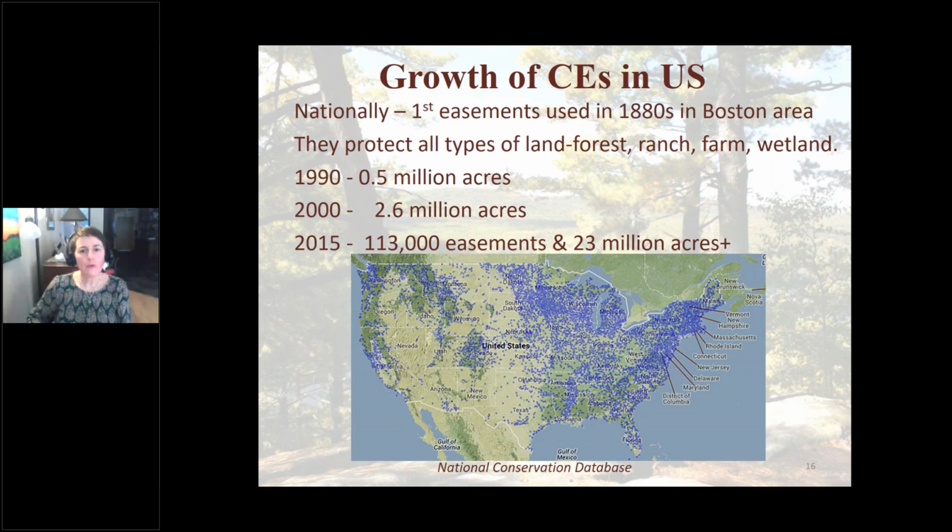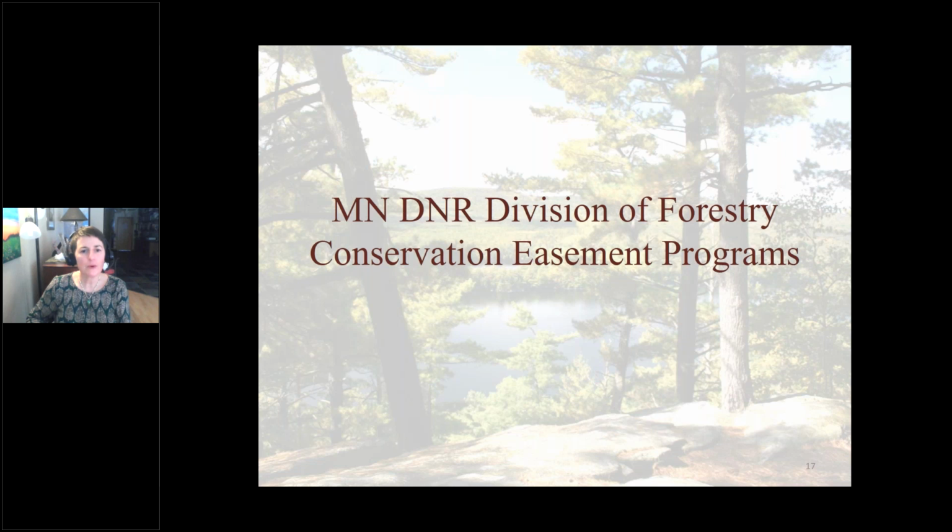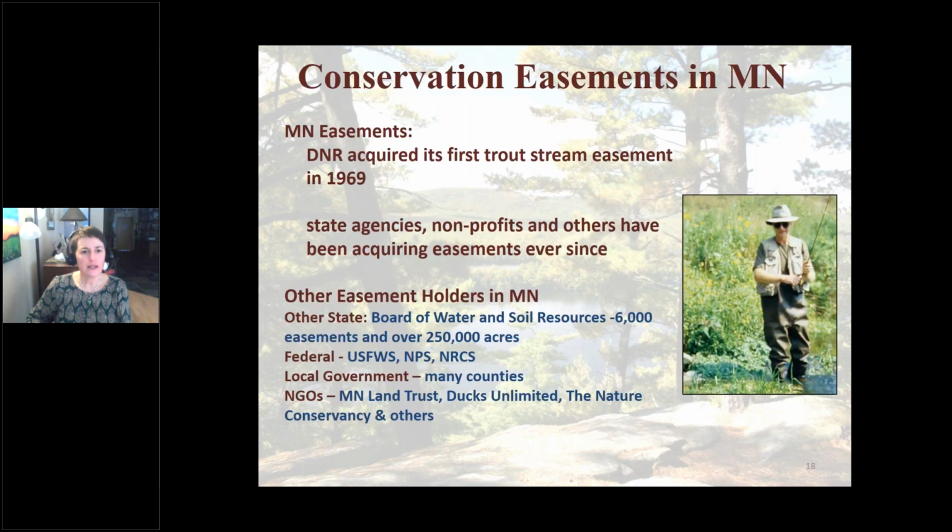Now I'd like to speak a little bit about the Division of Forestry Conservation Easement Programs. So in Minnesota, DNR acquired its first easement in 1969. It was a trout stream easement. And since then, many other divisions in DNR have easement programs. There's other state agencies and many nonprofits that have been acquiring easements. Other easement holders in Minnesota, like I said, there's other divisions in DNR, Fisheries and Wildlife, and other divisions. Other state agencies, like the Board of Water and Soil Resources, have very active easement programs. There's federal agency easement programs, the U.S. Fish and Wildlife Service, the National Park Service, and the Natural Resources Conservation Service.